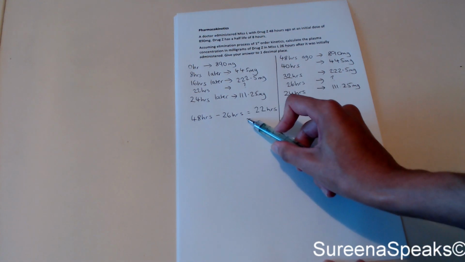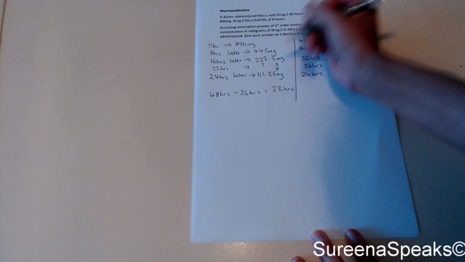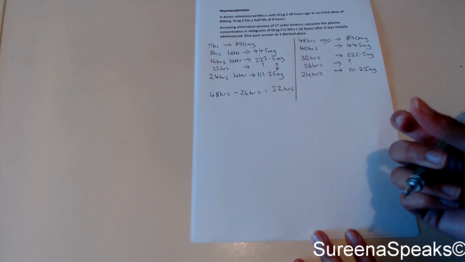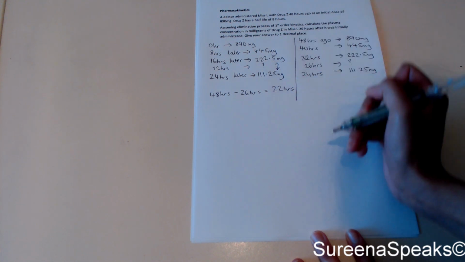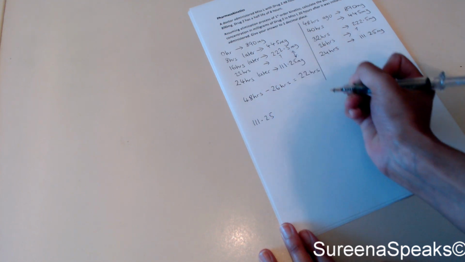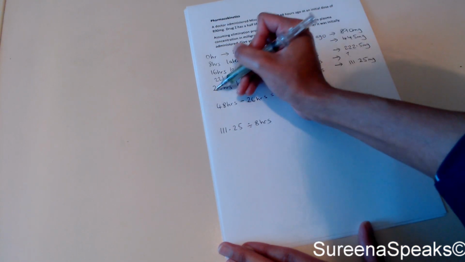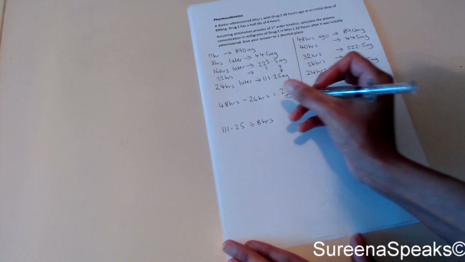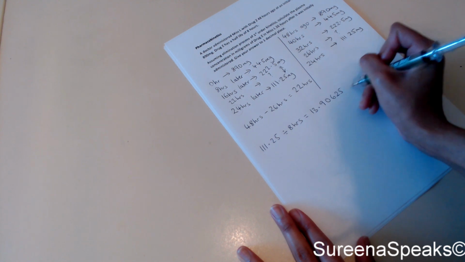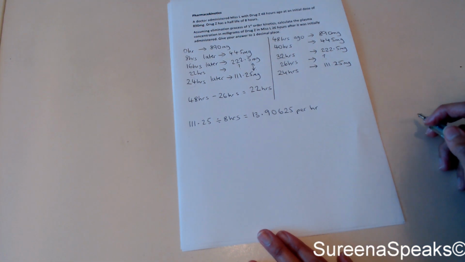So, if we go back to this one, now, between here and here, we know that 8 hours has passed. So let's work out what the milligrams was per hour between this section. How can we do that? So we're going to work out 111.25 divided by 8, because 8 hours is in between these two parts, our 24 hours and our 16 hours. And we're left with a nice jazzy number. 13.90625 per hour.